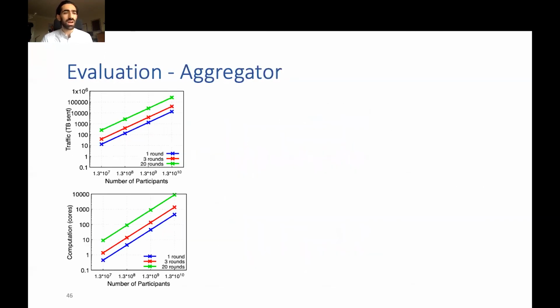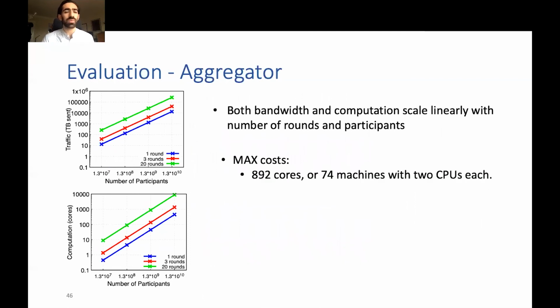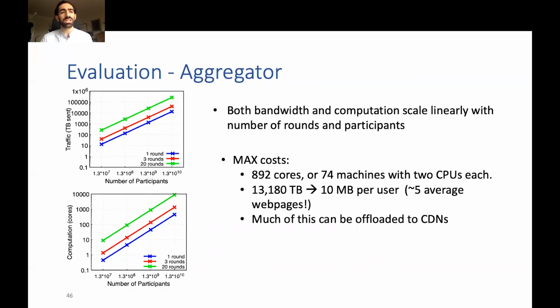I'm going to show similar graphs now for the aggregator of both bandwidth and computation. We tested 1.3 billion users again, as well as factors of 10 larger and 2 factors of 10 below. And we see that both bandwidth and computation scale roughly linearly with both the number of rounds and number of participants. So the max total cost for the largest system size requires 74 6-core machines with 2 CPUs each, and requires a fair amount of data, but this actually boils down to just 10 megabytes per user in the system, which is around 5 average web pages. And in practice, much of this can be offloaded to content delivery networks. So we see that the absolute costs are within reach of a data center.